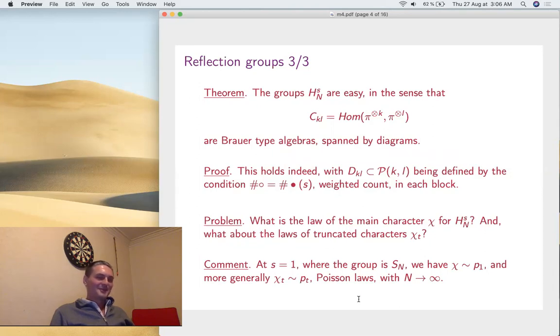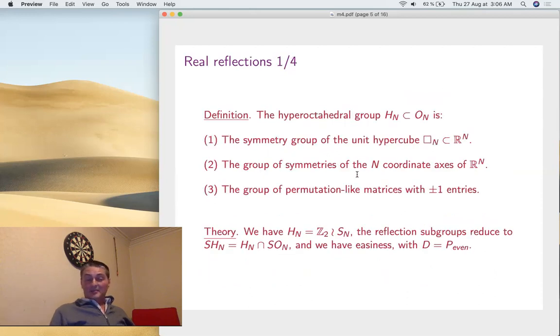We're talking today about these reflection groups, those which are easy somehow, with that parameter s, and we're trying to do this computation of the characters. That's the good problem to start with, an introduction to the subject. So let's start with s equals 2. We know s equals 1 is the symmetric group, and s equals 2 is the hyperoctahedral group. It's at the same time the symmetry group of the hypercube or of the n coordinate axes. Rotating the hypercube is the same as rotating the coordinate axes. In matrix form, these are permutation-like matrices, but with plus or minus 1 non-zero entries.